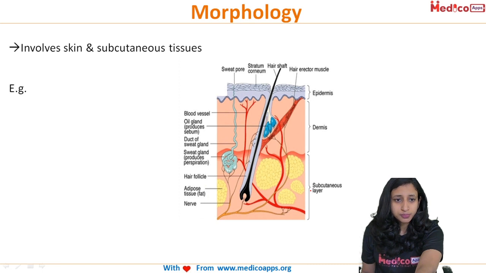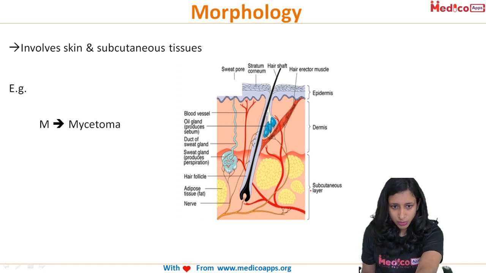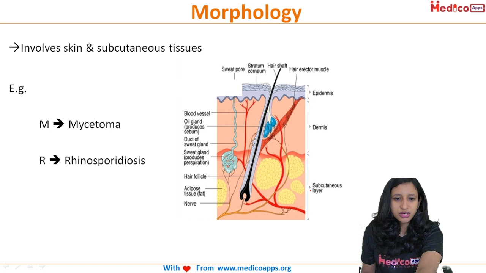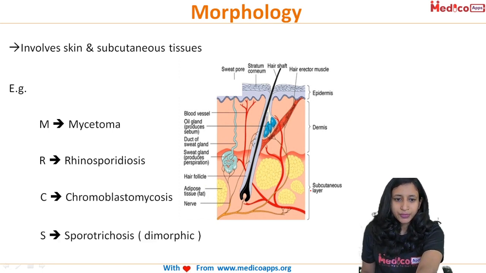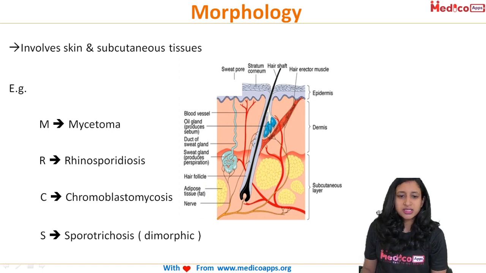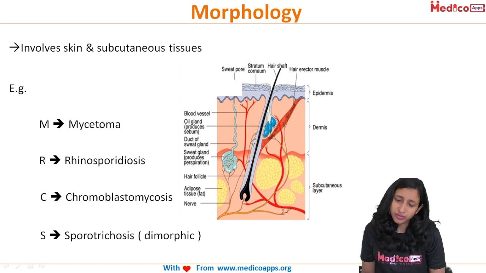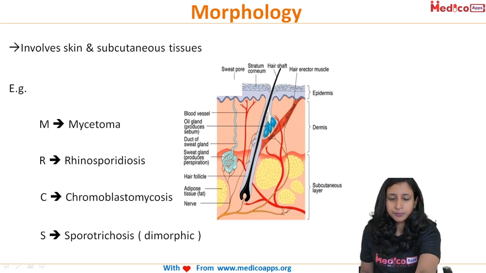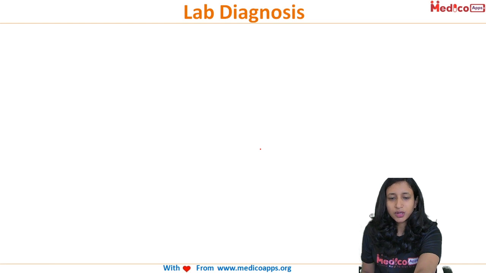Now, the most important one is mycetoma. So, mycetoma is an important subcutaneous mycosis. Rhinosporidiosis is another important condition that you will also get to know. Chromoblastomycosis and Sporotrichosis. Now, Sporotrichosis, like I told you, is an entity known as dimorphic fungi. So, dimorphic fungi, one of the most important examples also happens to be Sporothrix schenckii. Now, coming to the lab diagnosis, which is the most important one.